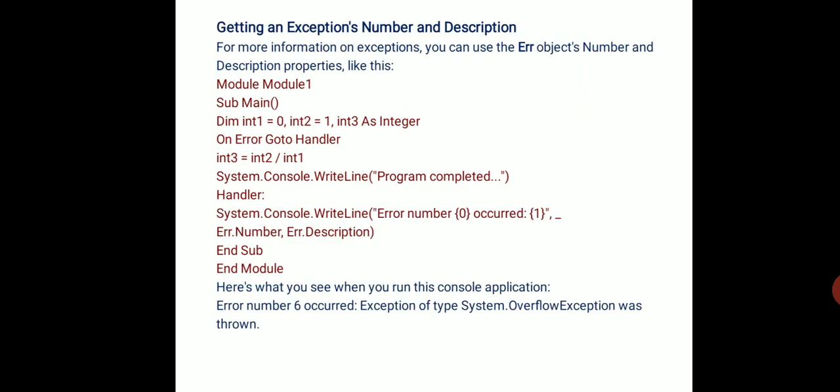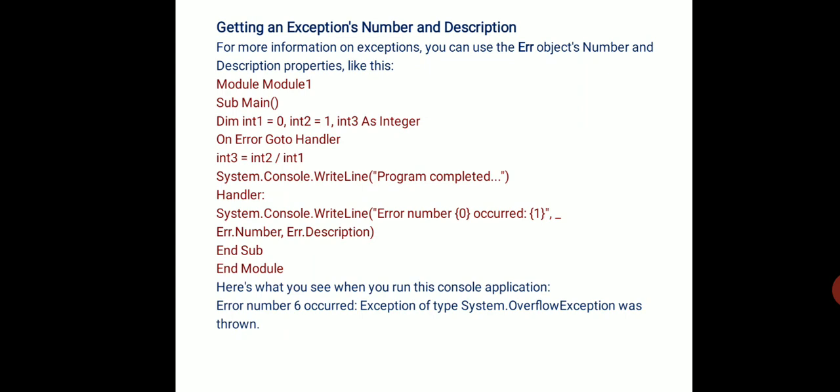And one more, getting an exception's number and description. For more information on exceptions, you can use the error object's number and description properties. Here VB.NET has a number of exceptions, and all the exceptions are given a number. The number of the overflow error, the exception number, is 6.